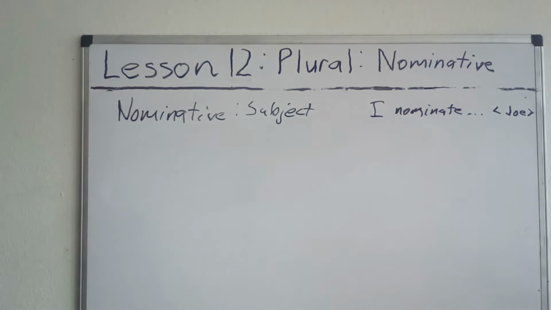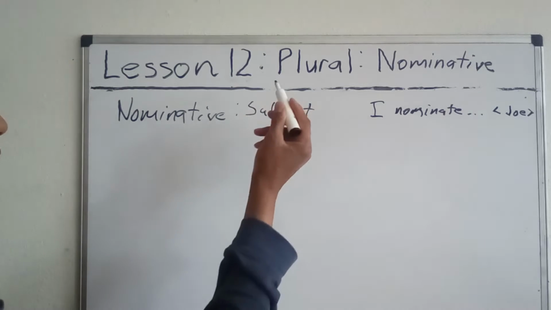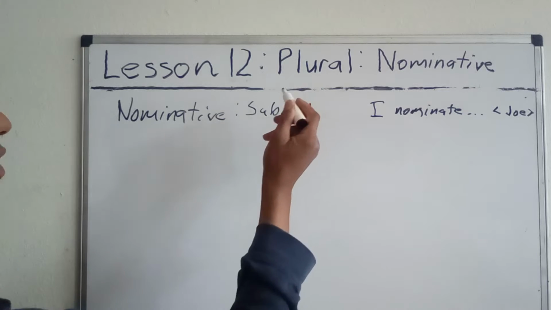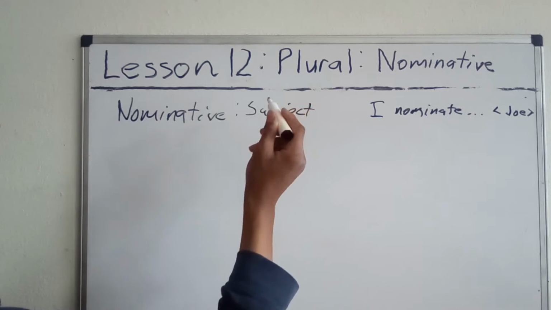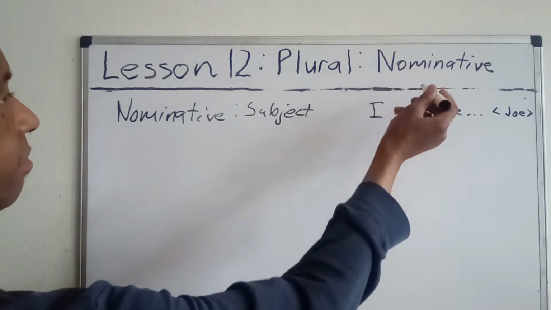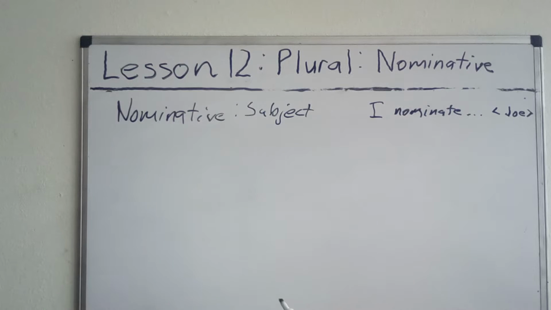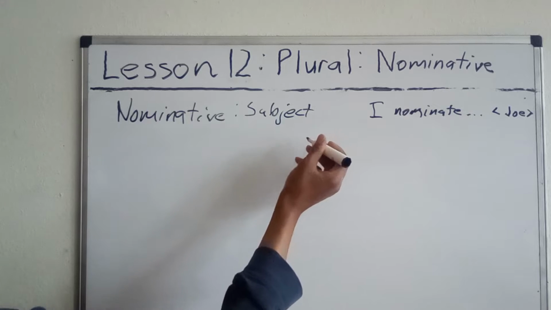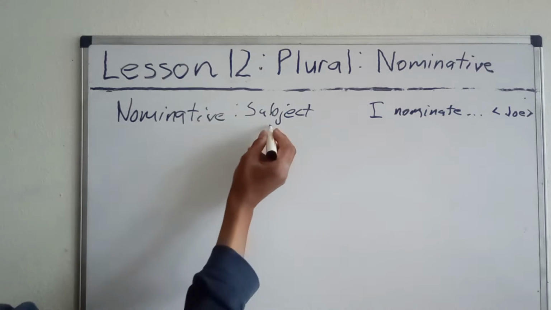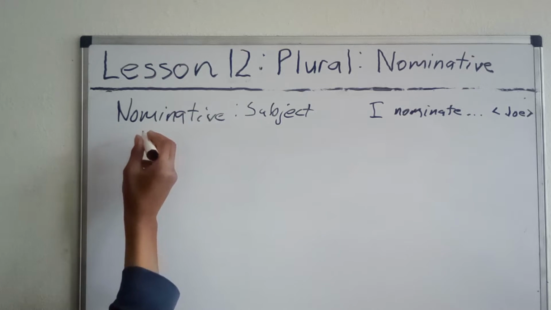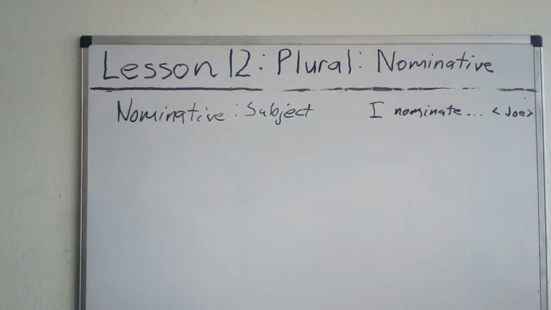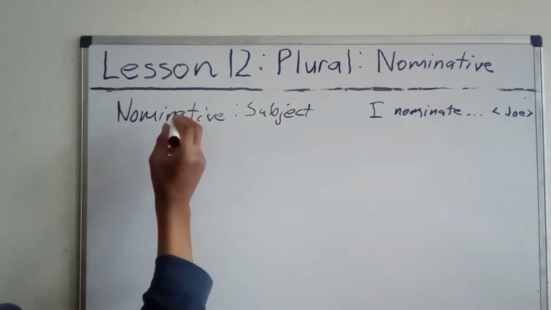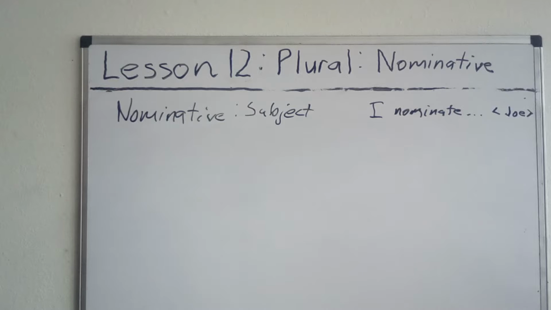In this lesson, we're going to go over how to take a singular noun and turn it into plural when the singular noun is in the nominative form. Basically, okay, I know that's confusing. You know the subject of the sentence, right? The subject is always in the nominative form. We've gone over this before. The subject of the sentence is always in the nominative form.